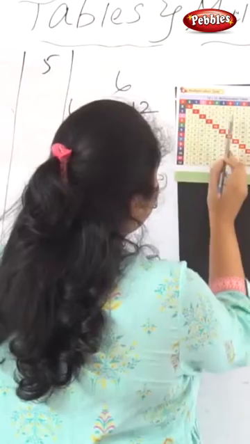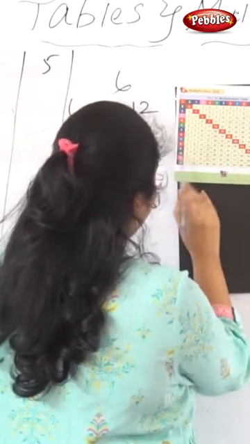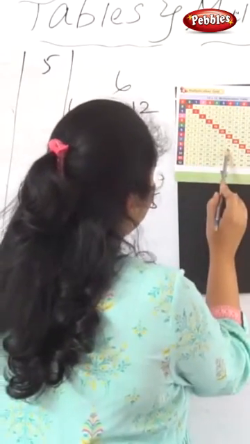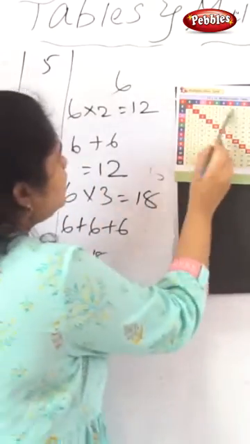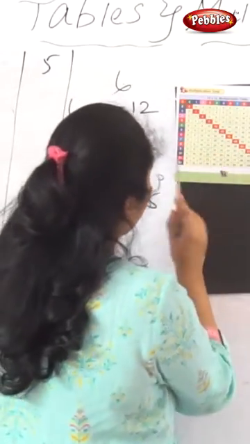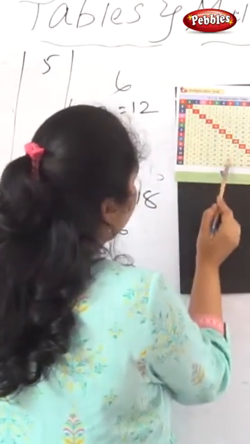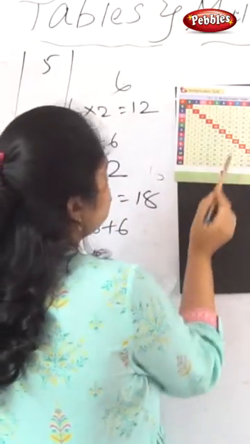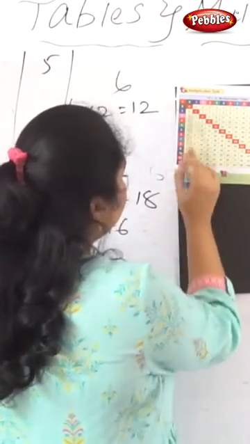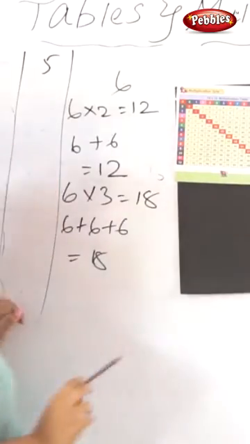Next, 7 into 6 is equal to 42. 8 into 6 is equal to 48. 9 into 6 is equal to 54. 10 into 6 is equal to 60. 11 into 6 is equal to 66. 12 into 6 is equal to 72.